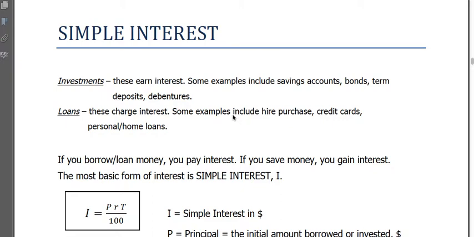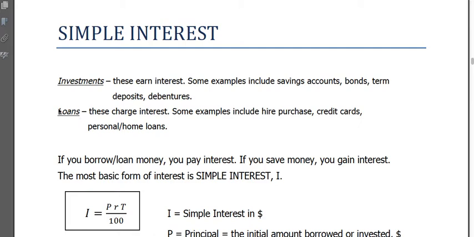So there's a couple of different ways that we can look at interest. One is from an investment point of view, and that is when you are earning interest. The most common example of that would be a savings account, but there are other examples. And the other type of interest, which is the nasty one, is from when you take out a loan.